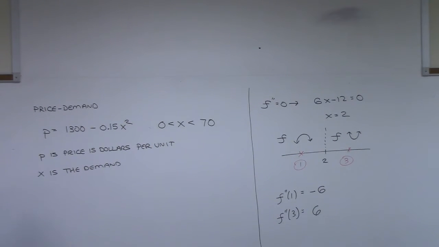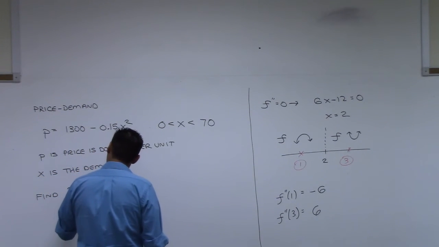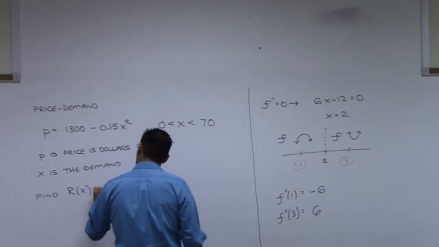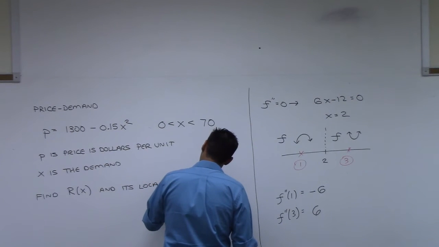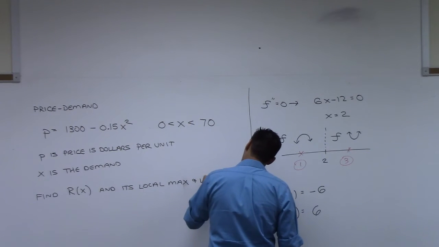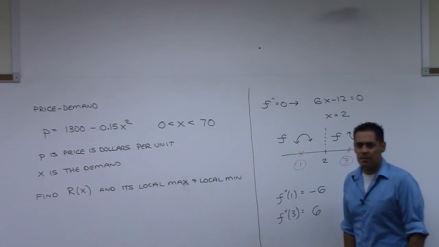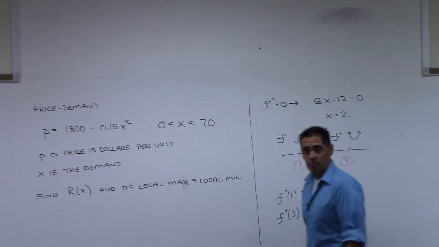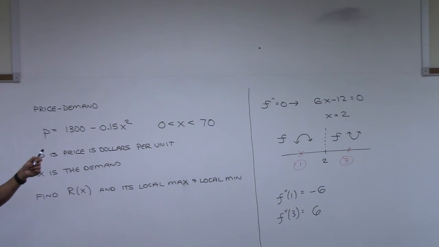So this is the question. Find R of x and its local max and local mins. Now what does R of x stand for? Revenue. So if we have a price-demand equation, if that's ever given to us, then what is revenue? This is what we're going to answer.